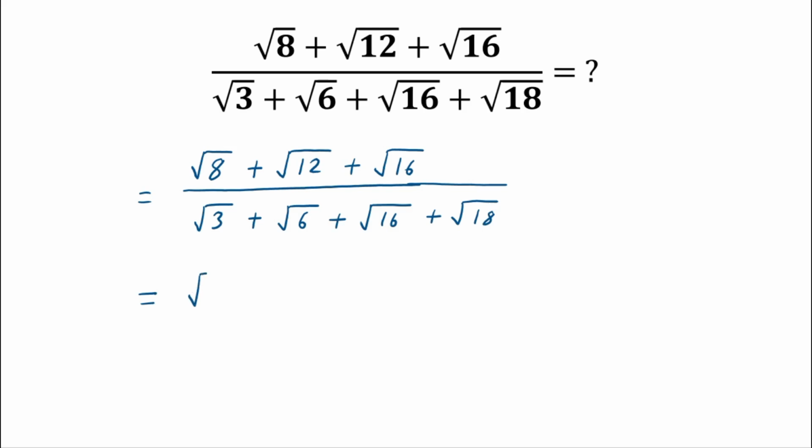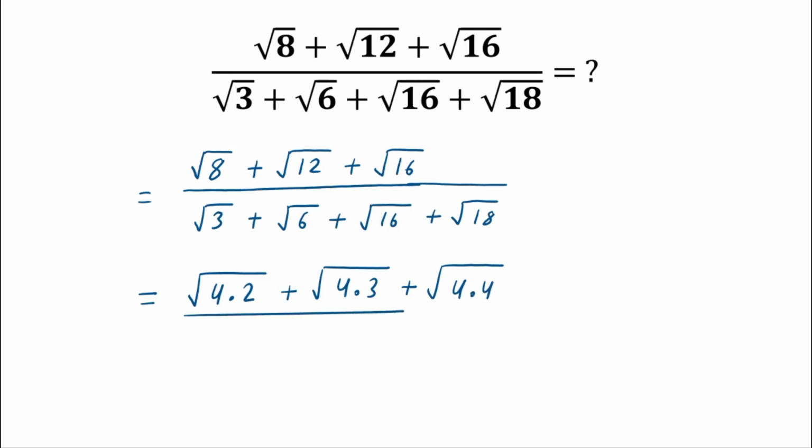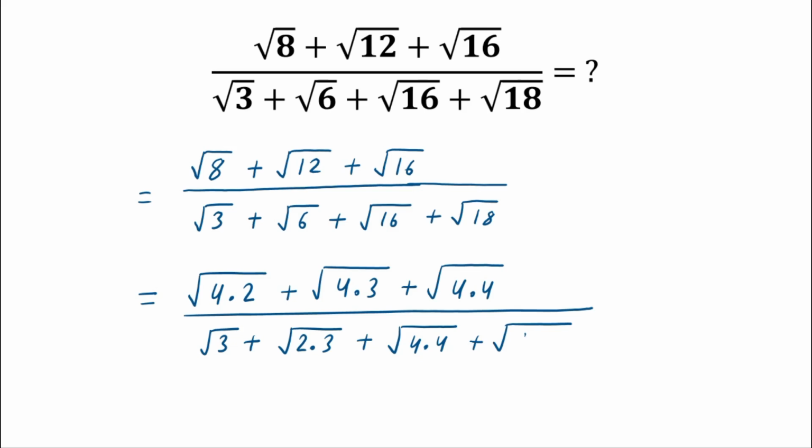We can write this 8 as a product of 4 times 2, plus square root of 12, which is 4 times 3, plus square root of 16, which is 4 times 4, and divide by square root of 3 plus square root of 6, which is 2 times 3, plus square root of 16, which is 4 times 4, plus square root of 18, which is 9 times 2.